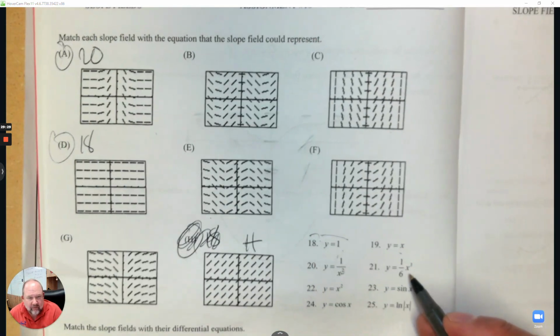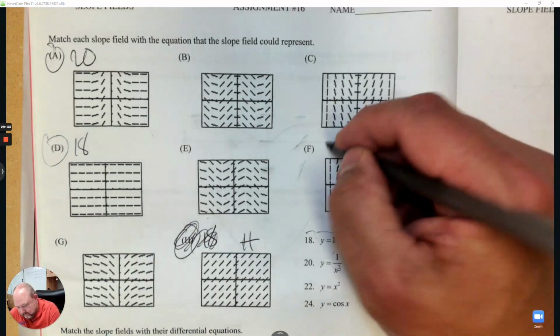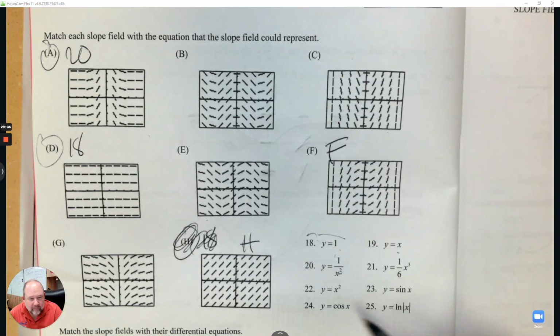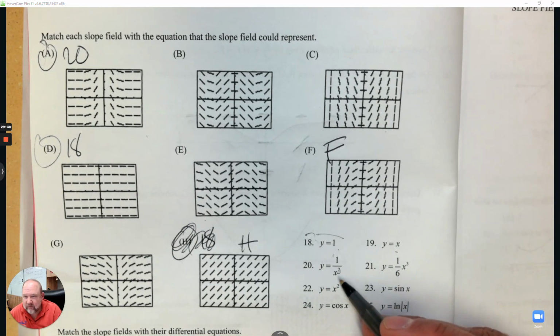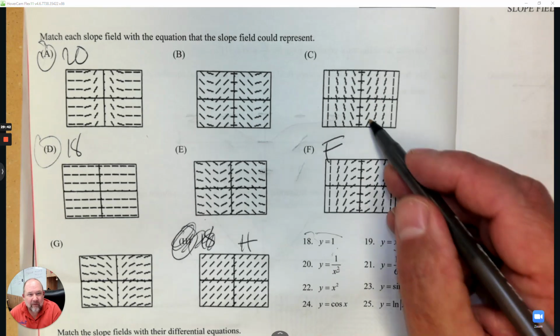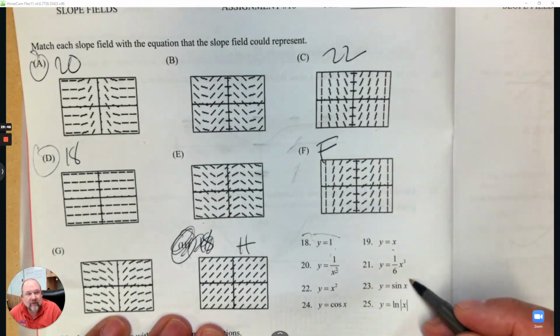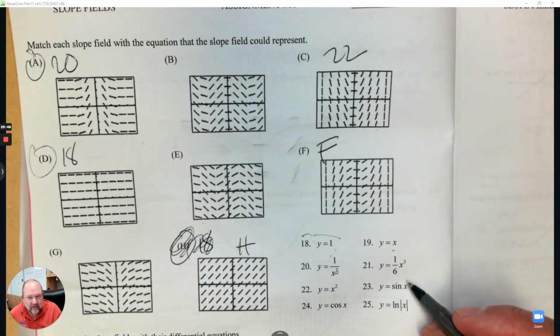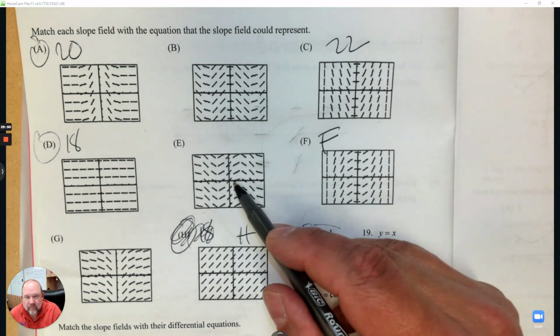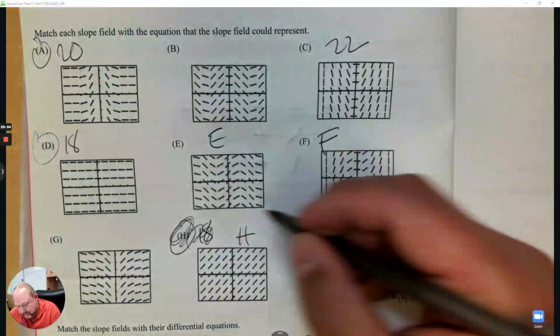If I graph this, it's a cube up to the right and down to the left, so I think it matches with F. X squared, parabola. Which one looks like a parabola? Help me out here. Here, right? This one, C, looks like a parabola. That goes with 22. Sine is a wave that starts in the middle. So that's going to match with E.